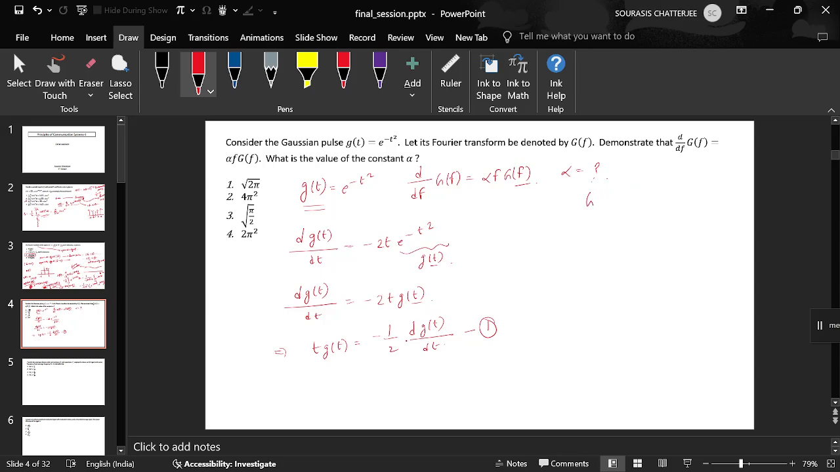Next we are given that G of f is the Fourier transform of g of t. So that means the integral of g of t e to the power minus j 2 pi f t dt, from minus infinity to infinity.